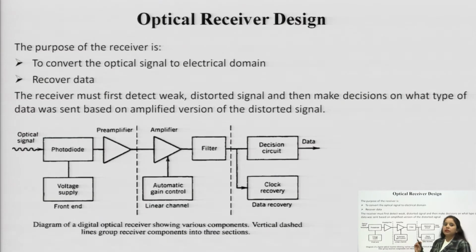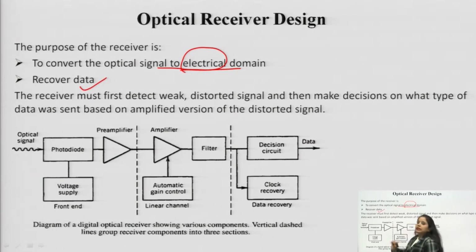In any optical receiver design, the purpose of the receiver is to convert the optical signal into an electrical one. The first function is to convert the optical signal coming from the optical fiber into the electrical signal, because further analysis of the signal is in the electrical domain only. The second is to recover the data sent by the sender, because in between the signal has undergone various types of attenuation, and sometimes the message is also in coded form. So at the receiver section we have to recover the data which has been sent by the sender.